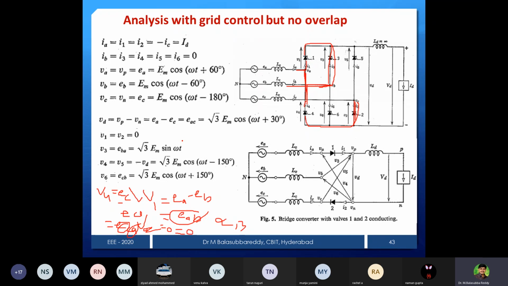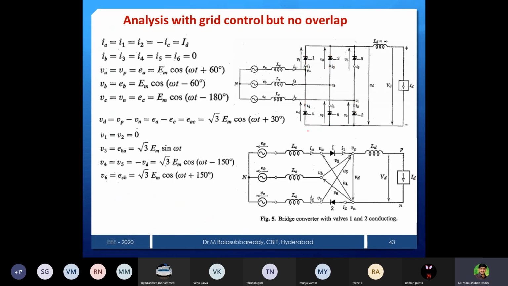Then what about VA, VB, VC, VP, VN and VD? You can see it is the same version as the previous one. VD, where is it? I am asking what is this voltage and what is this potential. That will give us VD. Now this point is connected to EB and another point, the neutral point, is connected to this.